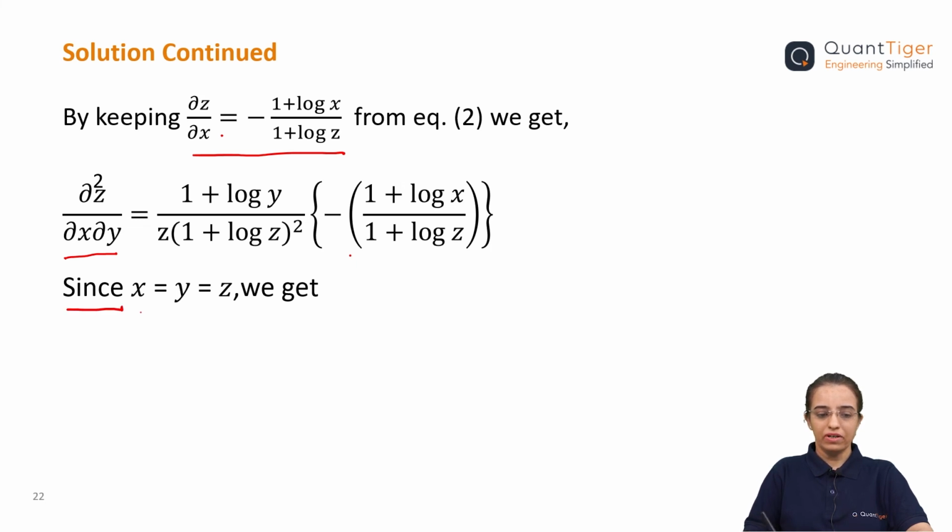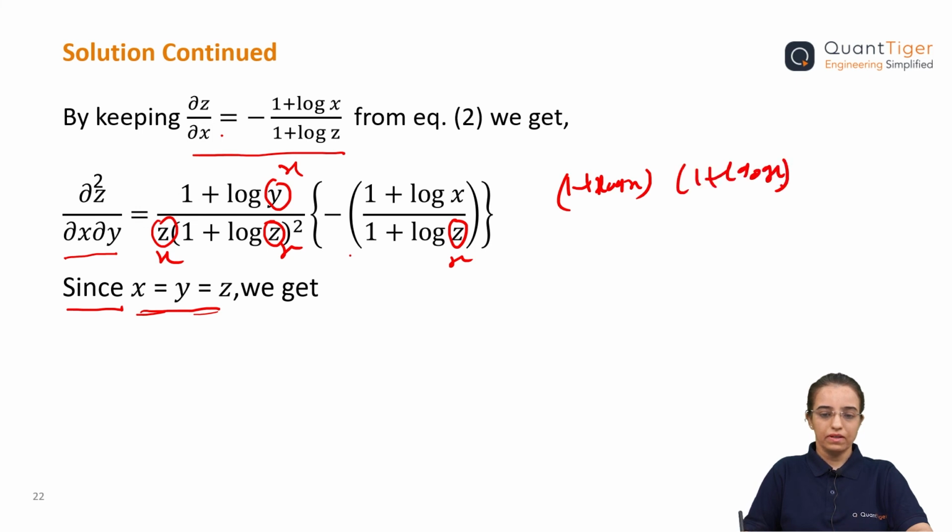If you remember, in the given question they have said that x is equal to y is equal to z. So simply instead of y and z I can substitute x, because they are saying x is equal to y equal to z. Wherever I see y and z, I will just keep the x value. If I do this, then what I get is 1 plus log x here, and this 1 plus log x which is already there. So in the numerator I will get (1 plus log x) square, and in the denominator this is (1 plus log x) square, and this is 1 plus log x.